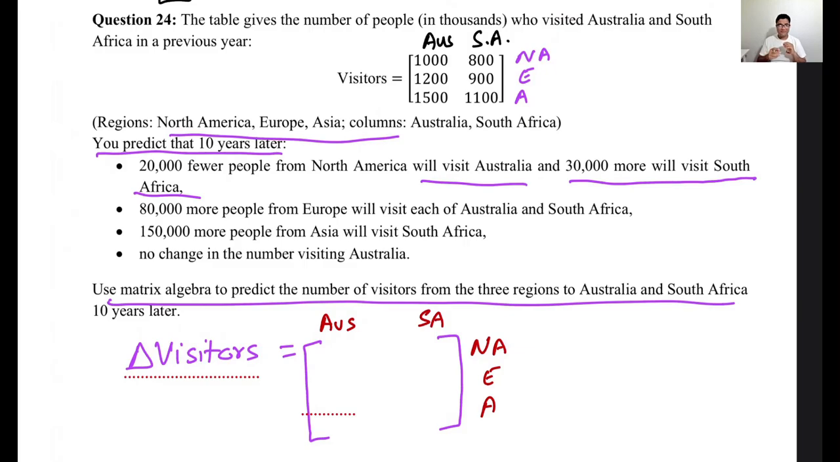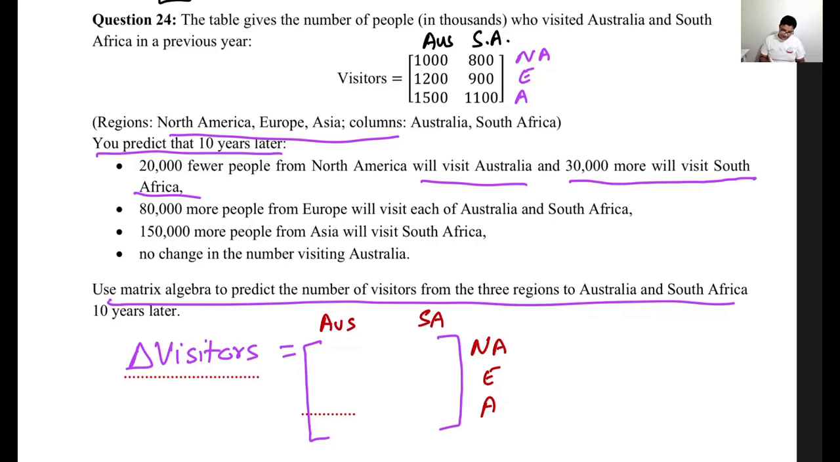You have a number of visitors matrix and take the change in number of visitors matrix. And both matrices will have the same headers and columns, right? So this change in visitors matrix will reflect the change in the numbers that will happen over the next 10 years from each region to both Australia and South Africa.